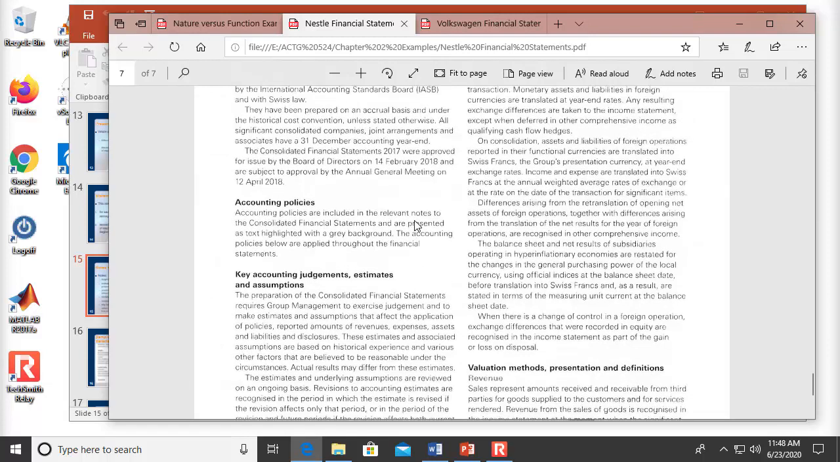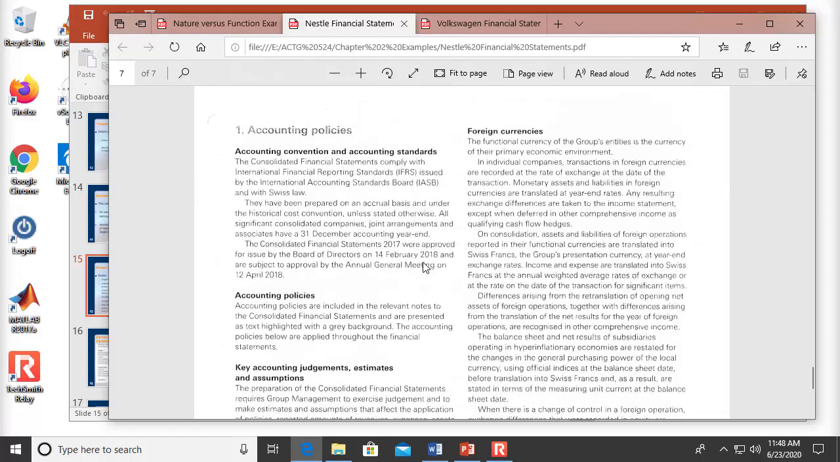It mentioned that we have to disclose the accounting policies. And so here is Nestle's first note to the financial statements. Here are policies that they disclose. They talk about foreign currencies and other things. Notice that the consolidated financial statements comply with international financial reporting standards issued by the IASB and with Swiss law. So they're being very explicit about the system under which these financial statements are being prepared.